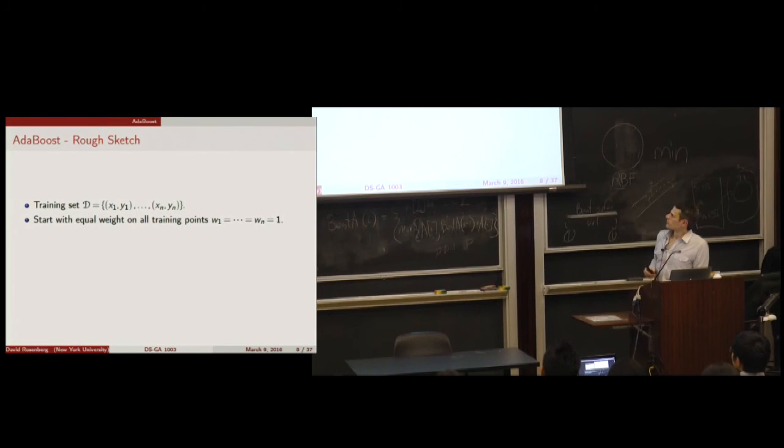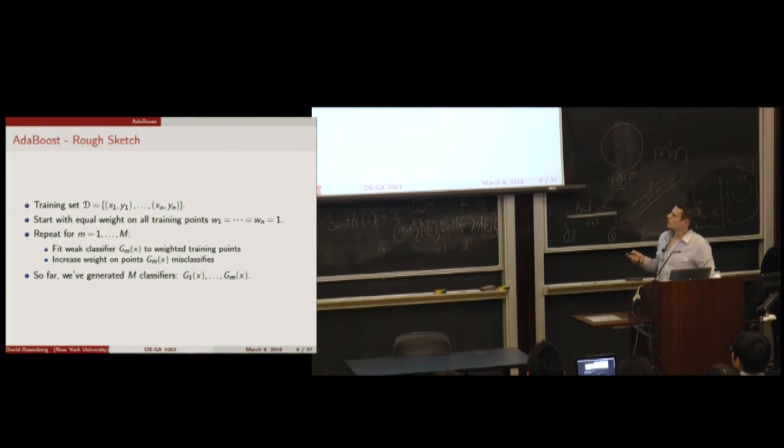All right, so I'll give you a rough sketch of AdaBoost and then maybe call it a day. We have a training set of n examples. We'll start with all the weights equal to 1. And we repeat in this way. We fit a weak classifier, call it G sub m. At the mth step, GM will be the classifier we get. We fit it to the weighted training points, starting off with uniform weights. And then we increment the weights on points that GM misclassifies, as I've said. And you repeat m times. And then at the end, you have m different classifiers, one from each round.